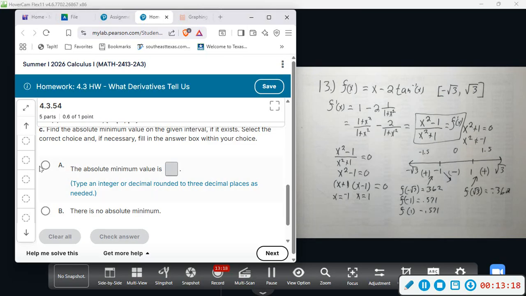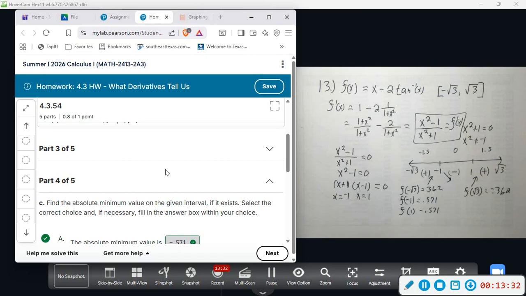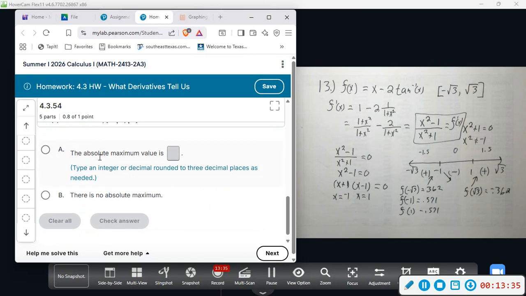So absolute minimum value, negative 0.571. All right, and then the absolute maximum value, positive 0.571.